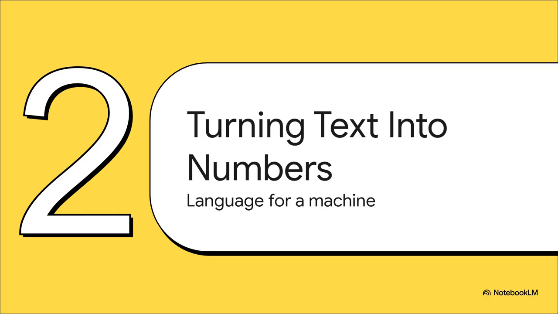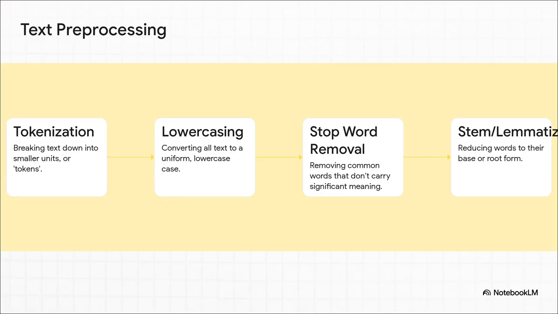Okay, so before a neural network can even attempt to understand a sentence, we've got another hurdle. Computers, they don't speak English, they speak math. So our first job is to translate our language into theirs. We have to turn our text into numbers. And this is done through this kind of digital sanitation process. We're essentially cleaning up the text.